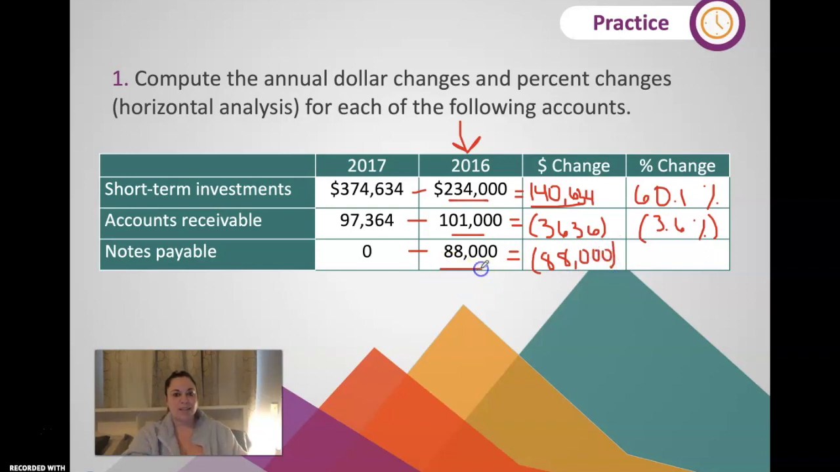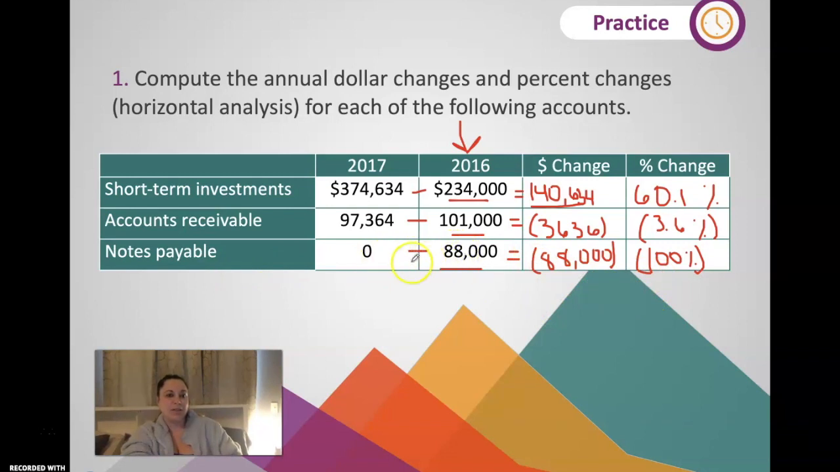Divide that by the 2016 number. This should be pretty easy. So divide by 88,000 times 100. We get negative 100%. So it just lets us know, notes payable went down 100%.